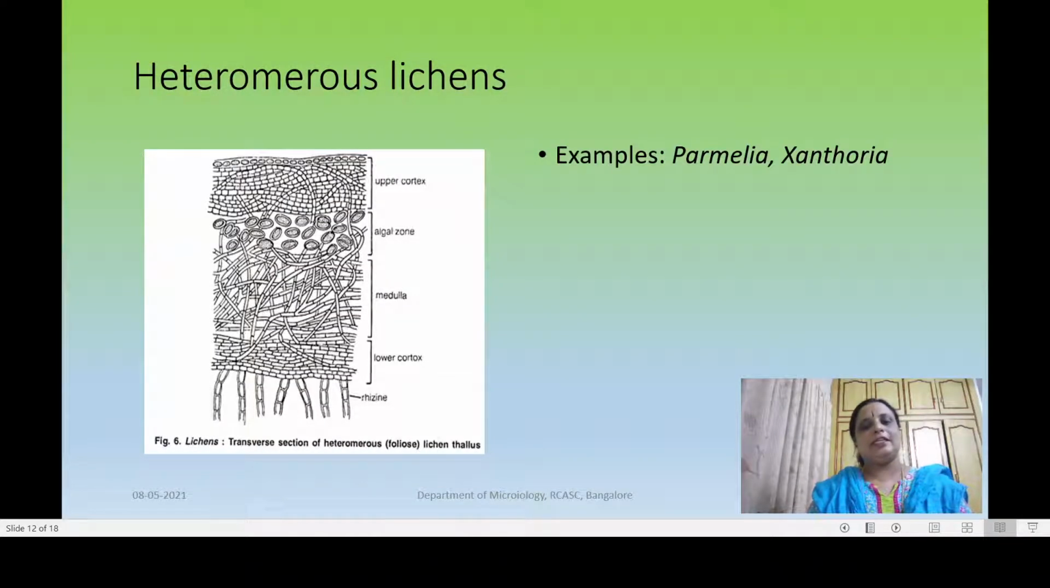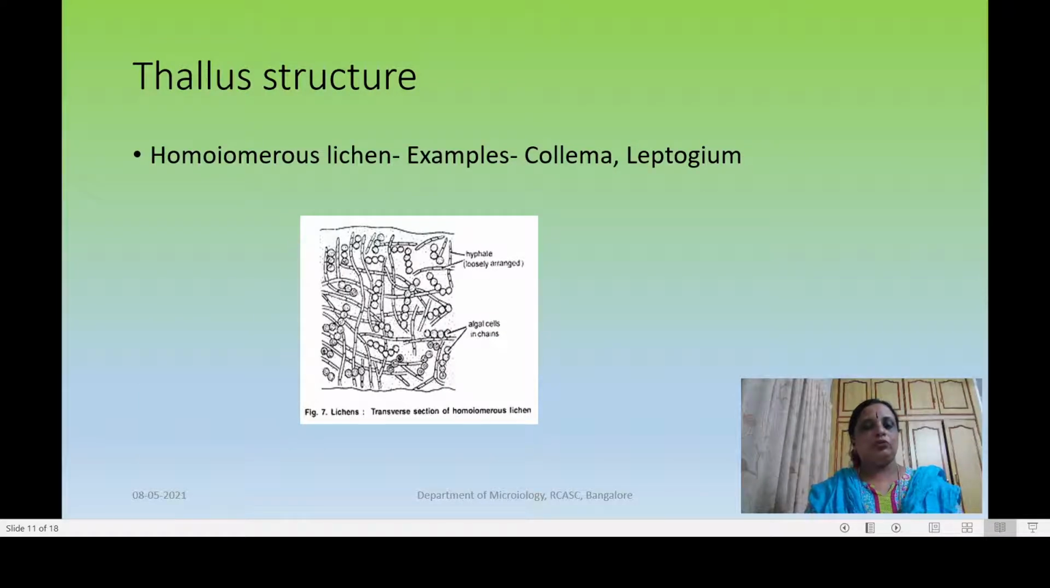Whereas in the case of heteromerous lichens, there is a special layer meant for the algal partners, and the hyphae made by the fungal partner can be distinguished into the upper cortical region, lower cortical region, and in the middle the hyphae is loosely bound and called the medulla. You have a special region where rhizoids or rhizinae are present, which fix that thallus onto the substratum. Another important thing is that there is a separate zone for the algal partner, whereas here there is no separate zone. The hyphae cannot be distinguished into the medulla or the upper and lower regions. Algal cells as well as the fungal hyphae are intermingled with each other. Hence it is called homoiomerous lichen.